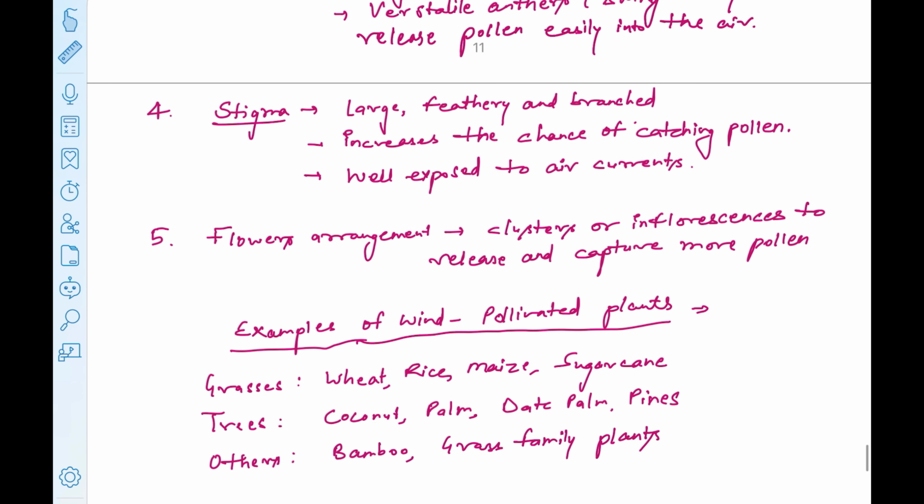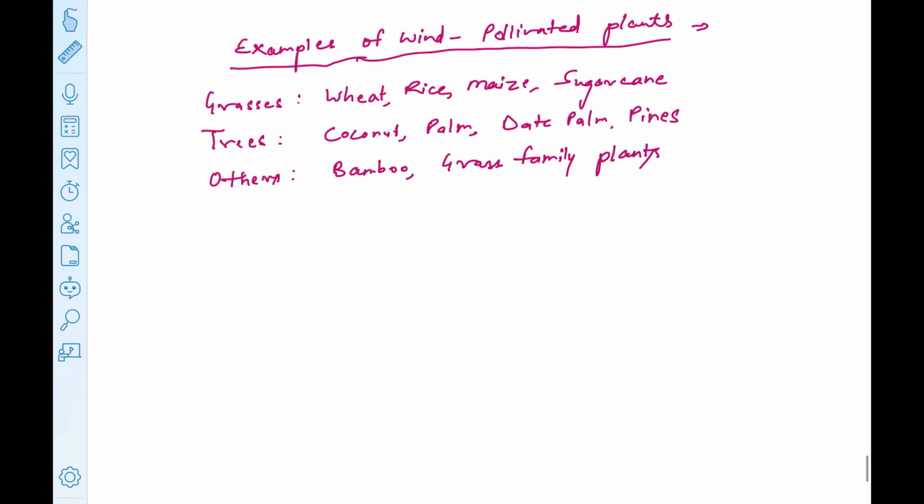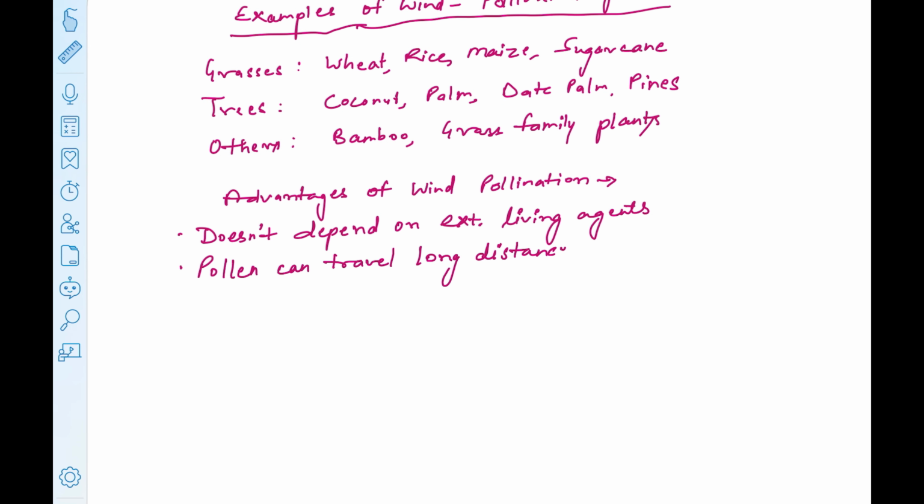What are the advantages of wind pollination? It does not depend on external living agents, okay? And pollen can travel long distances. And what are the disadvantages of wind pollination? It is very wasteful. Huge amount of pollen is lost, less efficient compared to animal pollination, and it depends heavily on environmental conditions like wind direction, speed, humidity.